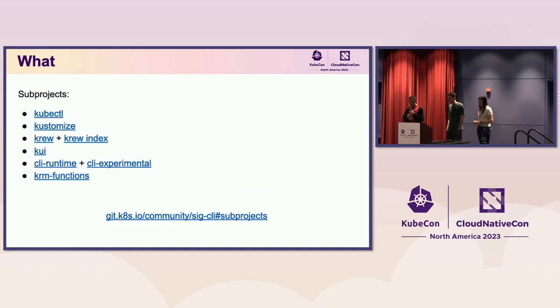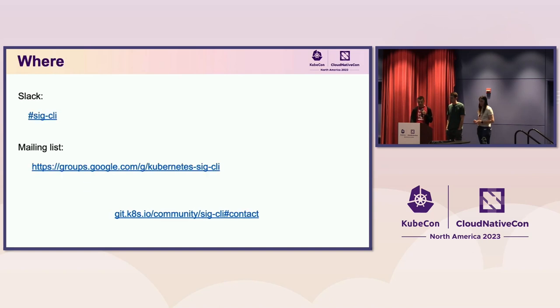The sub-projects that we own, aside from kubectl, are Kustomize and krew. There's also kui, which is a graphical interface for kubectl. There are libraries like cli-runtime and cli-experimental, which help you and also us to build CLIs that are consistent with kubectl, and a couple of additional sub-projects.